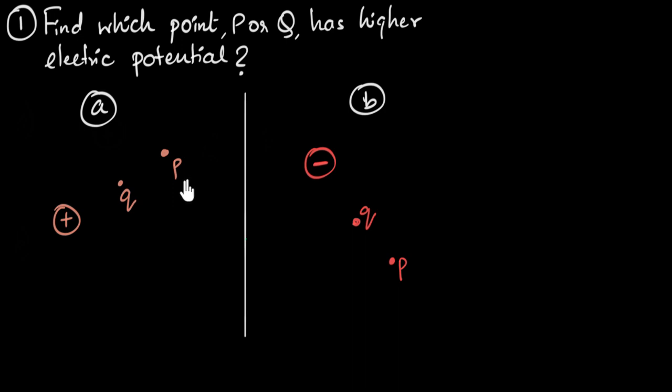So all I have to think about is when I take a coulomb of charge and move it from one point to another, what happens to its potential energy? If it increases, then the potential increases. If it decreases, then the potential decreases. So that's all I have to do.